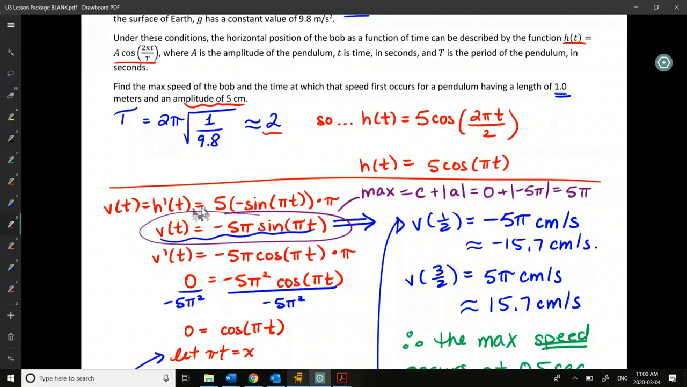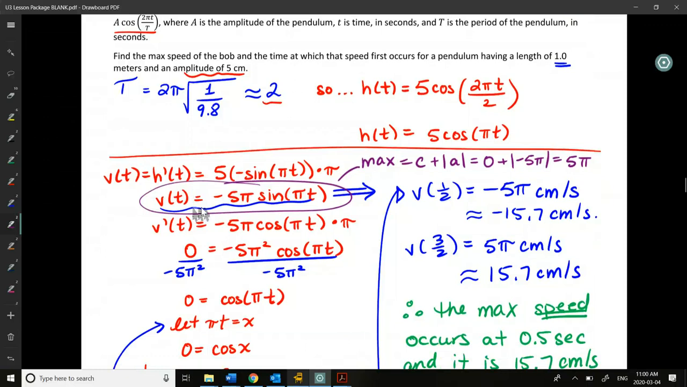That's maximum velocity. We're looking for maximum speed, so it changes things a little bit. I can also find the minimum by doing C minus that. So we will get 0 minus the absolute value of negative 5 pi, and we'll get negative 5 pi. This is centimeters per second for both of these.